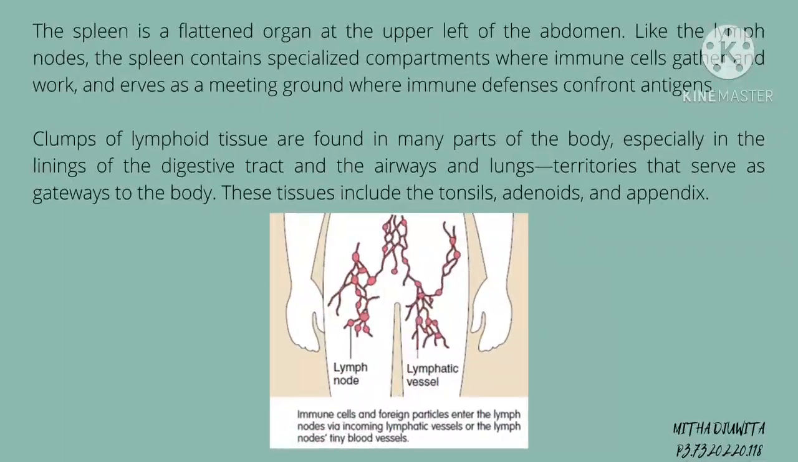The spleen is a flattened organ at the upper left of the abdomen. Like the lymph nodes, the spleen contains specialized compartments where immune cells gather and work, and serves as a meeting ground where immune defenders confront antigens. Clumps of lymphoid tissue are found in many parts of the body, especially in the linings of the digestive tract and the airways and lungs, territories that serve as gateways to the body. These tissues include the tonsils, adenoids, and appendix.